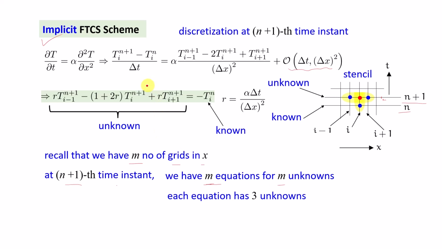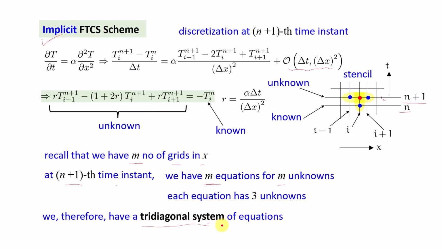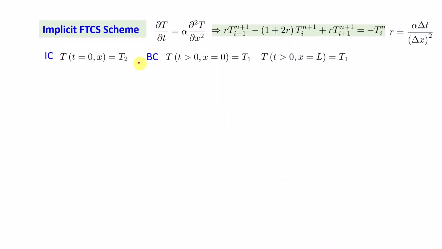So unlike the explicit method, where we get every unknown from one equation, it will not work that way. Here we have to take all the equations at the n plus 1th time level, and then we have to solve them simultaneously. Each equation has these three unknowns, which means that this is going to be a tridiagonal system of equations. We already know how to solve a tridiagonal system, and therefore it will not be a big issue for us. So here let us see how we are going to implement this implicit scheme.